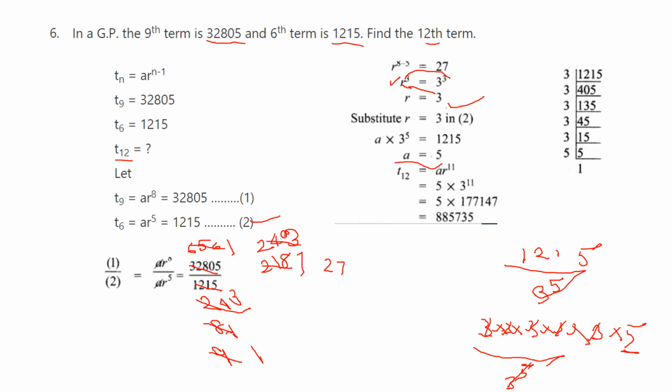Now we find T12, which equals a r to the power 11. a is 5, r is 3 to the power 11; multiply 3 into 3, 11 times, and you get this value. After you multiply with 5, you get 885,735. This is the T12 value.